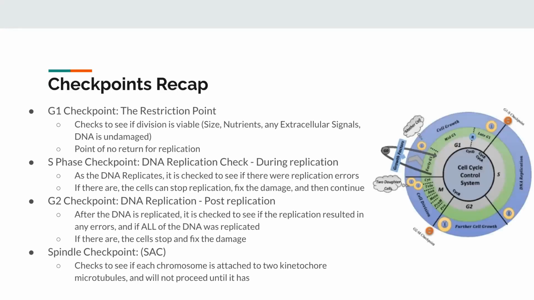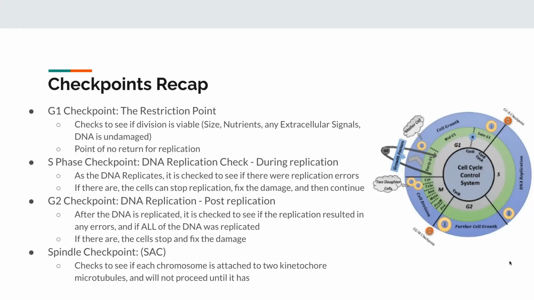All right, so a quick recap of your checkpoints. You have 4 checkpoints. The G1 checkpoint, which happens right here at the end of G1 before it can go into S. That's a restriction checkpoint. It checks to see if division is viable. So if it is the right size, if it has enough nutrients, if there are any extracellular signals telling it not to replicate, and that the DNA that it originally has is undamaged and totally okay, this is the point of no return.